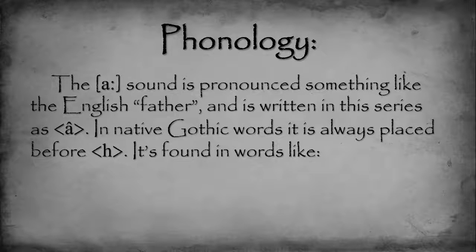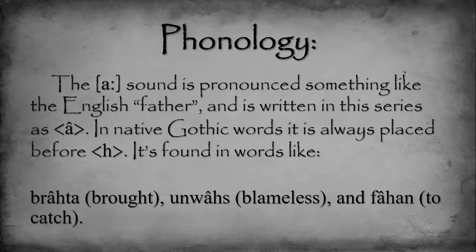The long A sound is pronounced something like the English father, and is written in this series as A with a circumflex. In native Gothic words, it's always placed before H. It's found in words like brahta, meaning brought, unwahts, meaning blameless, and fahan, meaning to catch.